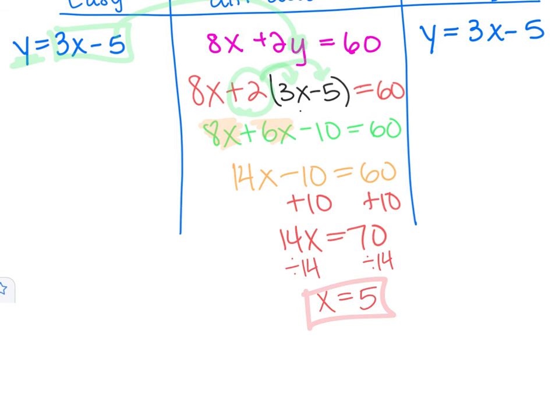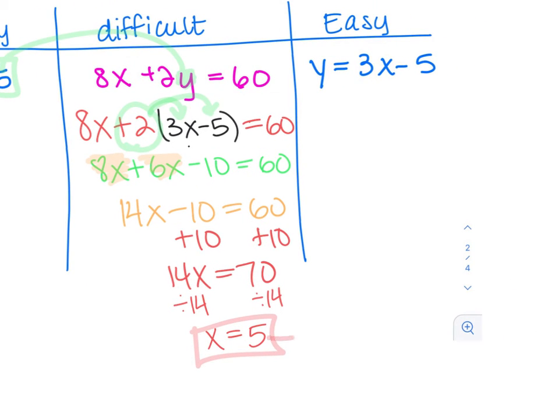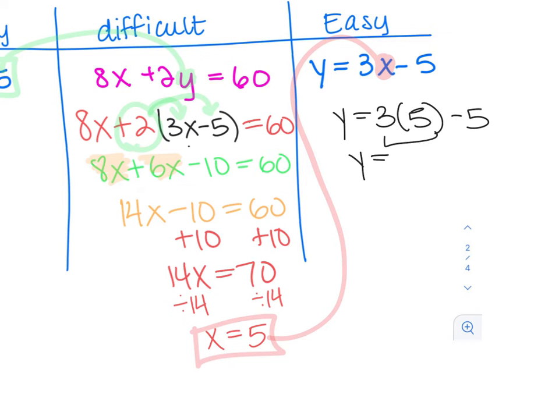Now we're going to take that x, go back to our easy, and put it in for x and solve for y. So we get y equals 3, x comes out, 5 goes in its spot, and continue our equation. Simplify by multiplying first, 15 minus 5, and y is 10. So in this case, we do get a solution. These two lines do cross, and they cross at the point 5, 10.